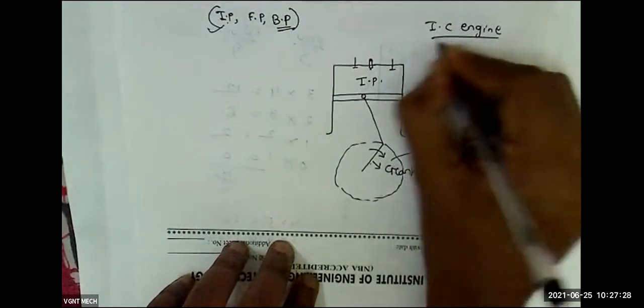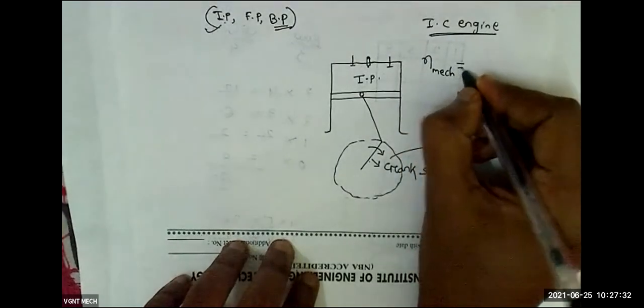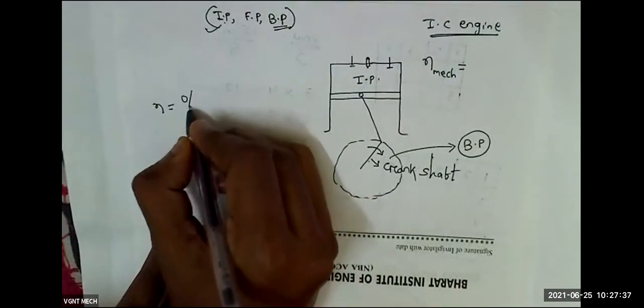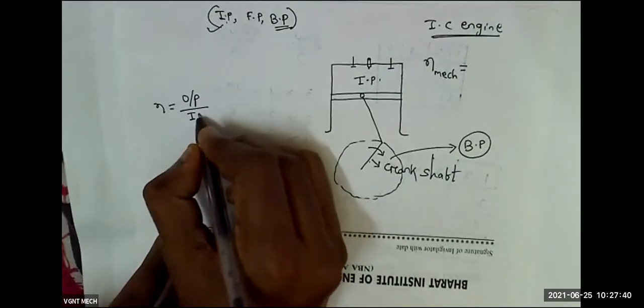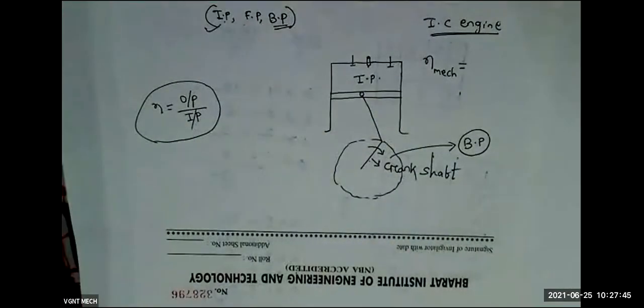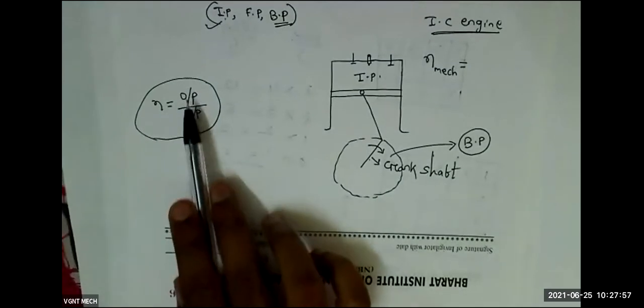what is the formula of mechanical efficiency we have derived? Normally, what is the formula of efficiency? Efficiency means output divided by input. Yes or no? Whether it is thermal efficiency, mechanical efficiency, or volumetric efficiency, whatever the efficiency is, the meaning of efficiency is output divided by input.